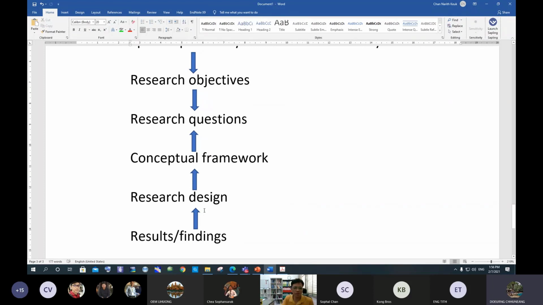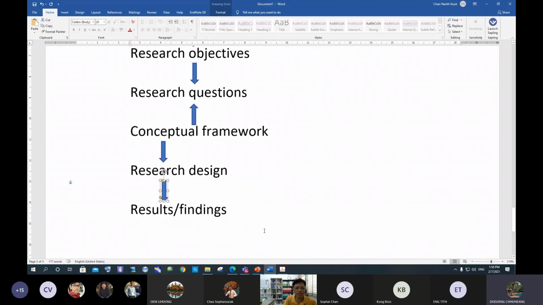And, let me reformulate this one. So the conceptual framework tells us about the research design, and the research design lets us collect the data, analyze the data, and get the finding.